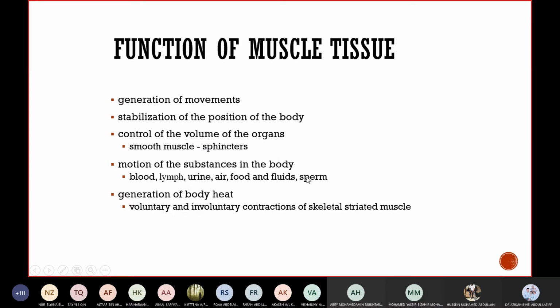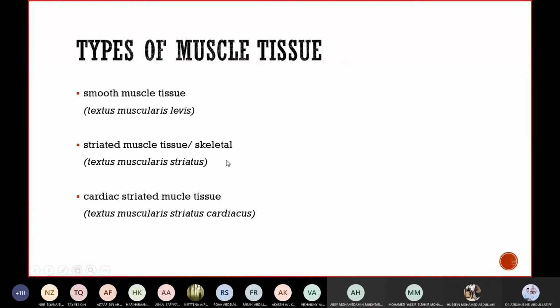For example, your blood vessels have muscles as well to pump blood into different parts of the body, and we have muscles that generate heat. Usually skeletal muscle, when you shiver, that is from muscles that help to generate body heat. Okay, so there's 3 types of muscle tissue. We have smooth muscle tissue, striated or skeletal muscle tissue, and cardiac muscle tissue.